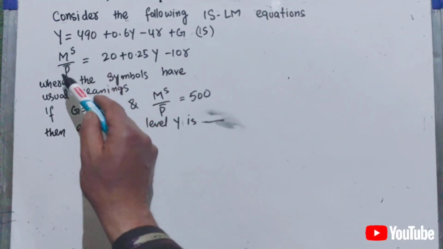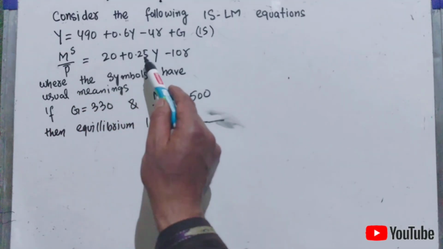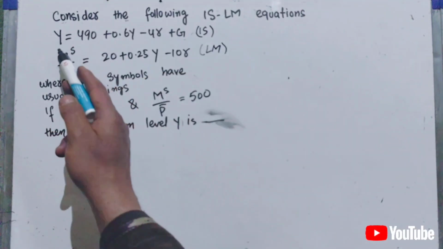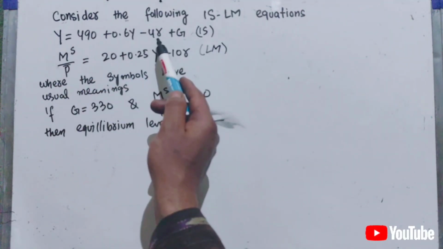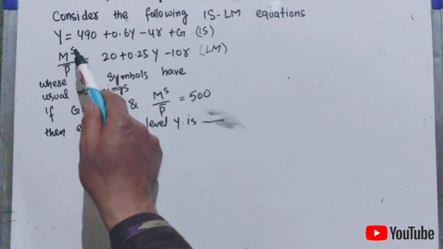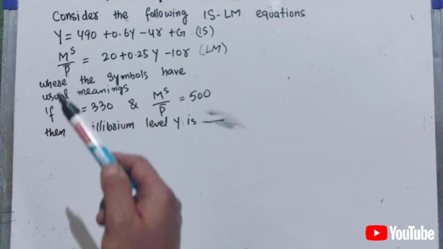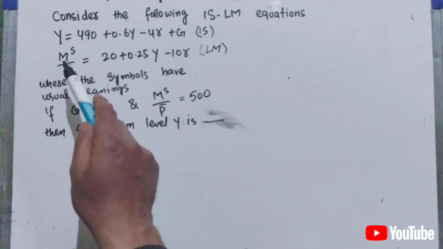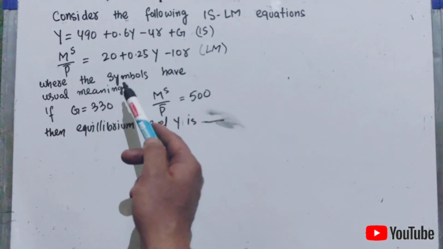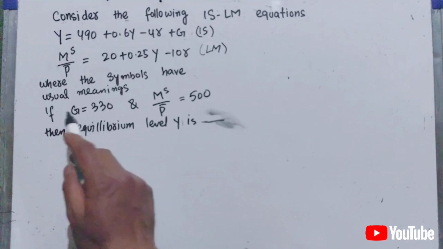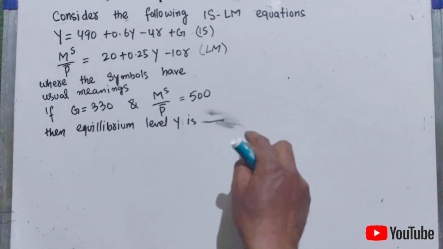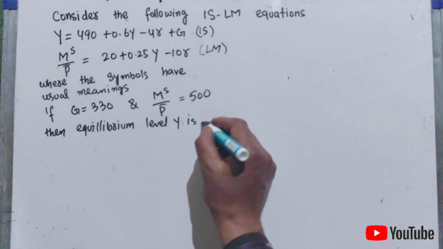And we have Ms upon P bar is equal to 20 plus 0.25y minus 10r. This is our LM equation. Here y denotes the output, r denotes the rate of interest, g denotes the government's expenditure or spending, Ms denotes the money supply, P bar denotes the general price level which is fixed. The symbols have usual meanings; I have cut it short because I don't have the space. If government spending is 330 and real money supply is equal to 500, then the equilibrium level of output in this economy will be, we need to find out.